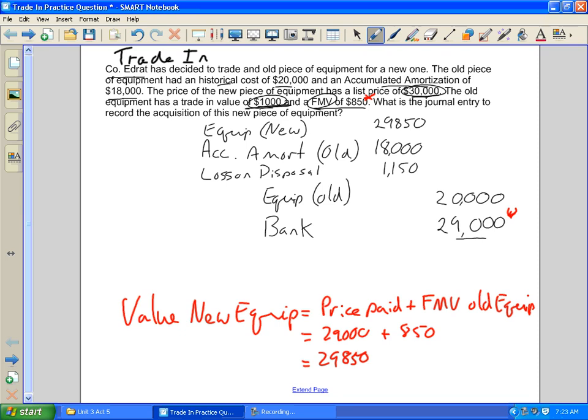Give you a description for the trade-in of equipment.